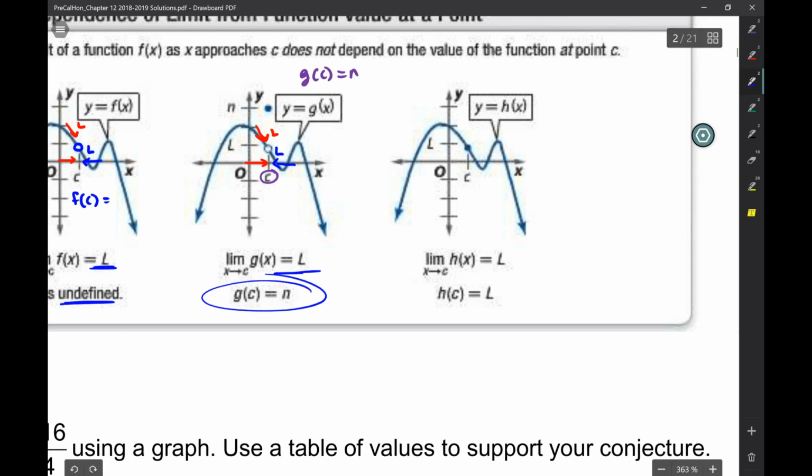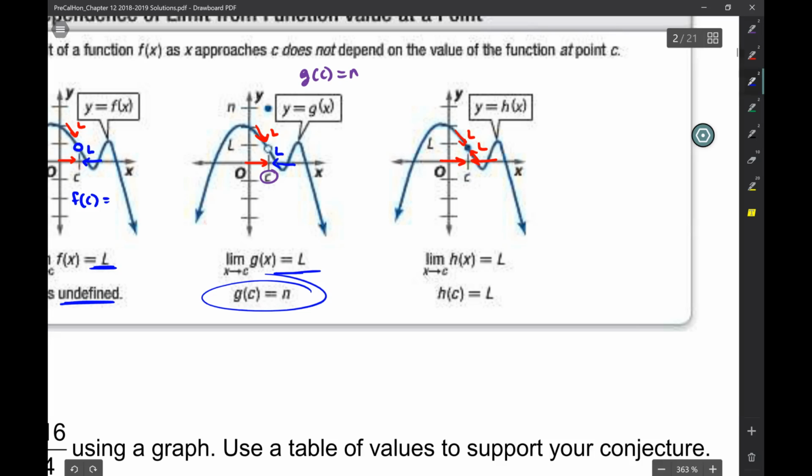And now take a look at this one. As I approach c from the left-hand side, what y value is the graph approaching? L. From the right-hand side, what y value is the graph approaching? L.